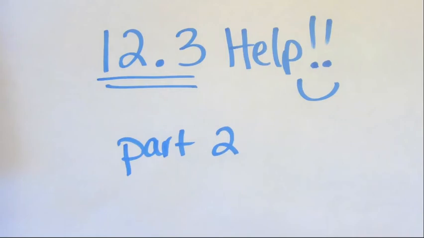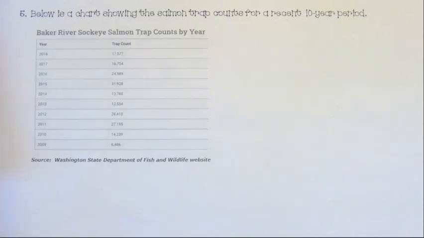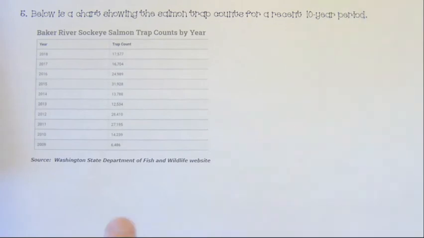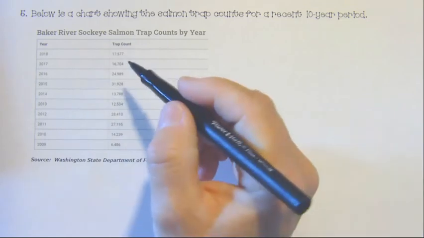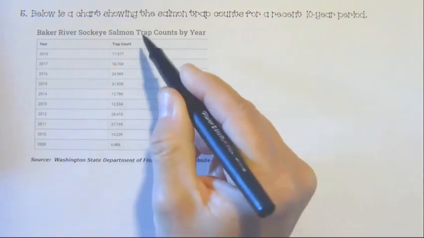All right, 12.3 homework help part 2. All right, I'm starting with number 5. Now, these numbers are kind of ugly, so maybe when you're doing your project, try to get numbers that aren't super ugly like this. First thing I'm going to do is put these in order.